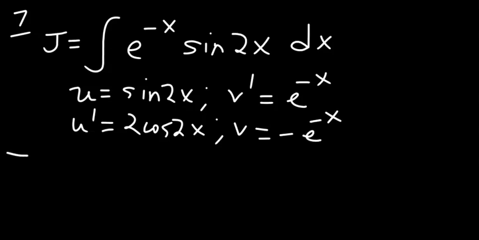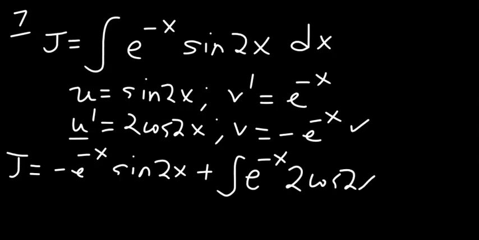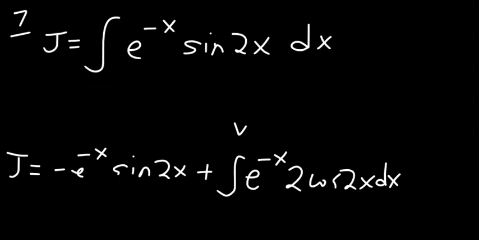So using the integration by parts formula, j becomes u times v, so that is minus e to the power minus x times sine 2x minus the integral of v times u prime. So v is minus e to the power minus x, so that minus will kill this minus, make it a plus. So it is e to the power minus x times 2 cosine 2x dx. You can write the 2 outside like that.